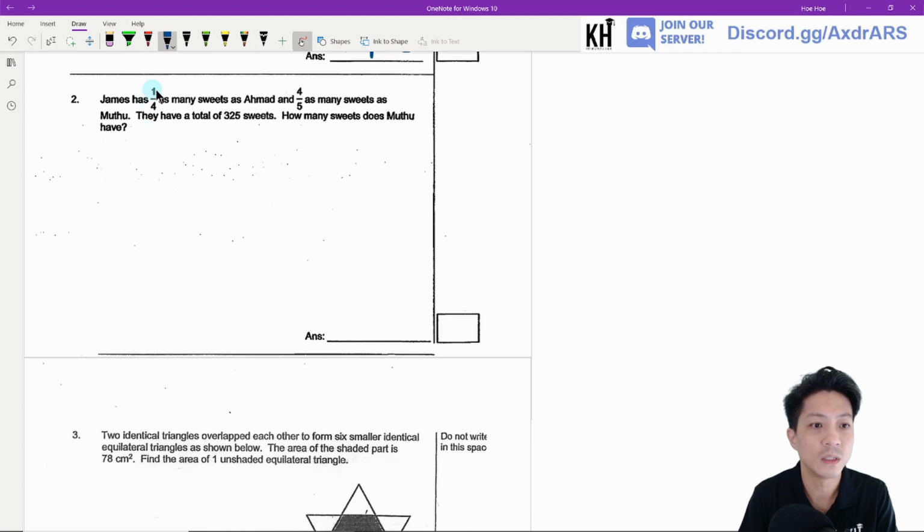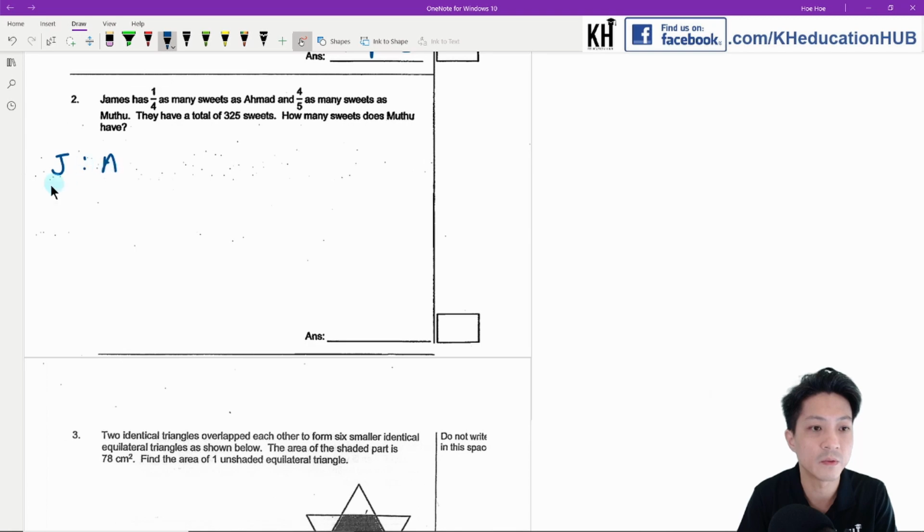Okay, move on to question 2. James has a quarter as many sweets as Ahmad and 4/5 as many sweets as Mutu. They have a total of 325 sweets. How many sweets does Mutu have? So I prefer to solve it in ratio. Let's write down the ratio of James to Ahmad first. James has a quarter as many sweets as Ahmad, so which means that it will be 1:4. And 4/5 as many sweets as Mutu, so James to Mutu will be 4:5.